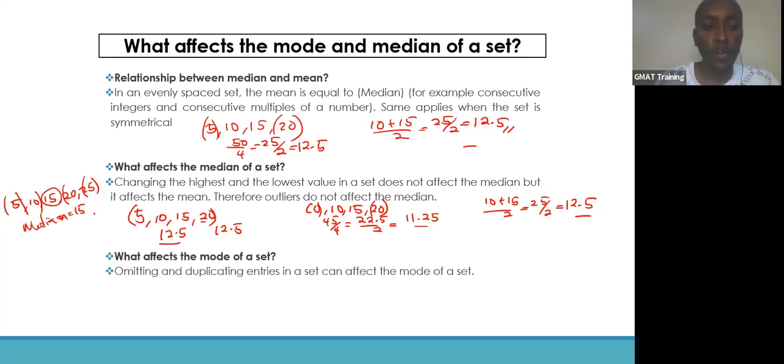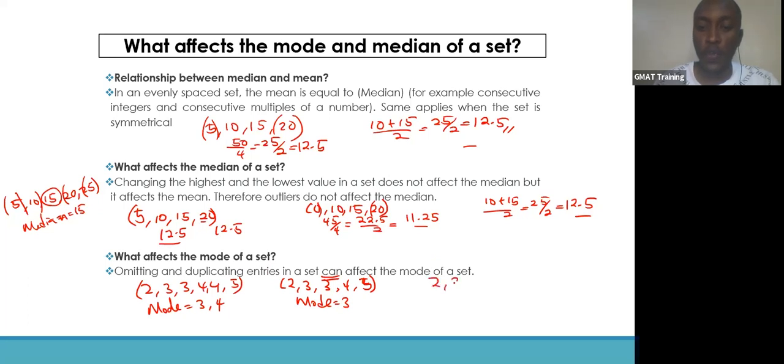And what affects the mode of a set? Omitting and duplicating entries in a set can affect the mode. So if you have 2, 3, 3, 4, 4, and 5, the mode equals 3 or 4. What about if we omit a 4? We have 2, 3, 3, 4, and 5. Then the mode will only be 3. That's just omitting.